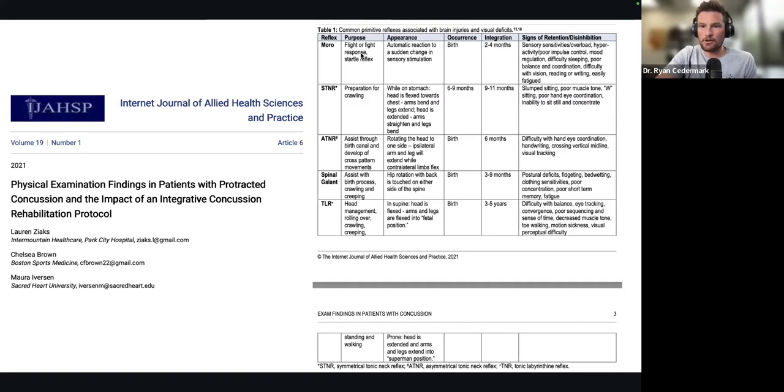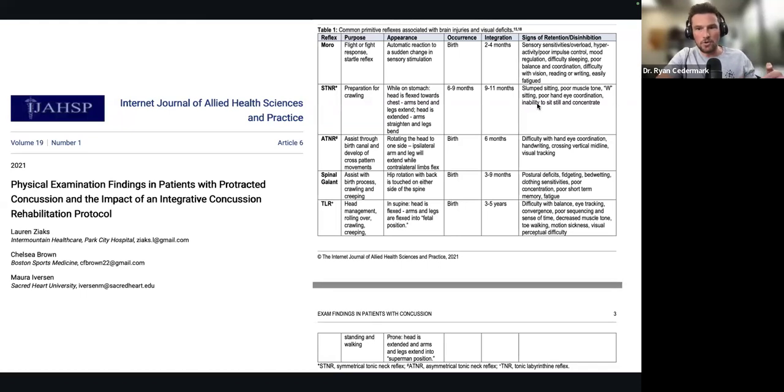Moro, which is our fight or flight response, typically integrates within the first few months of life, but if not, the patient could have balance and coordination issues, trouble with sleeping, trouble with vision, difficulty reading or writing, neurocognitive fatigue, body fatigue, impulse control issues. And that all could be from a persistent, or uninhibited, or reemerged, or out of hibernation primitive reflex. STNR. So this helps us with crawling.